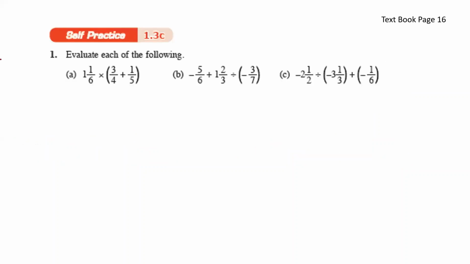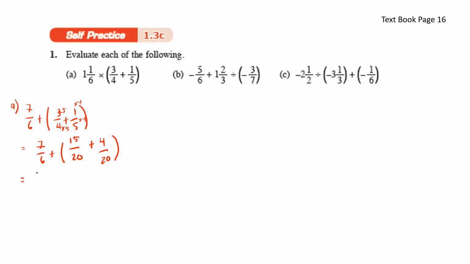Moving on to self-practice 1.3c, evaluate each of the following. So for A, let's first change it to an improper fraction, which gives us 7 over 6 plus 3 over 4 plus 1 over 5. So in order to do an addition of a fraction, you have to make sure the denominator is same. So let's make the denominator same. This gives us 7 over 6 plus 15 over 20 plus 4 over 20. Now that the denominators are the same, you can do the addition.